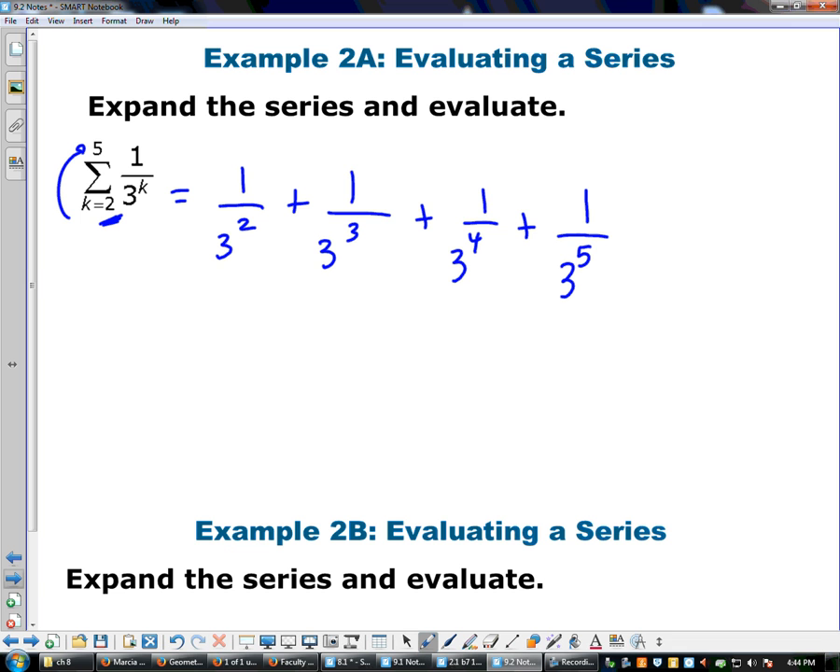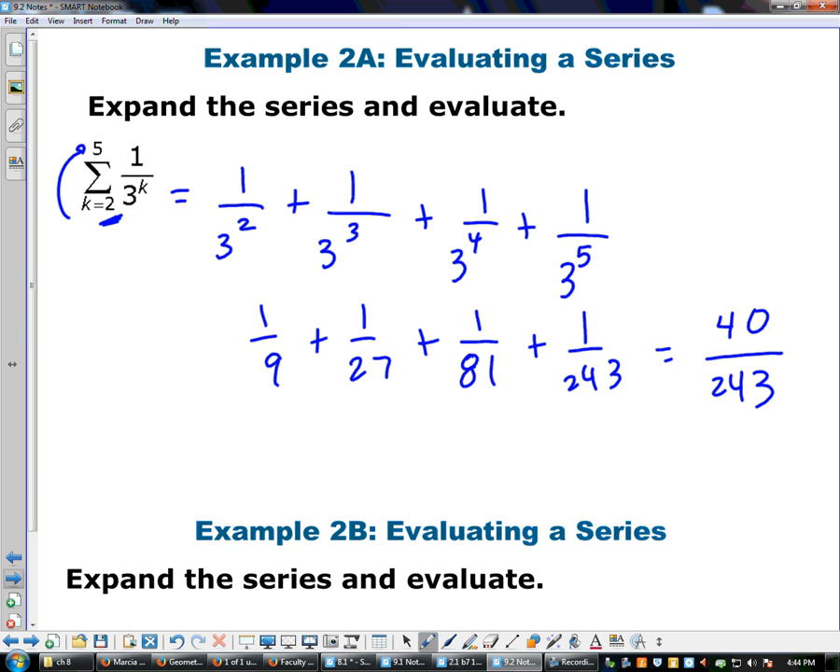So 1 over 3 squared plus 1 over 3 cubed plus 1 over 3 to the fourth plus 1 over 3 to the fifth. So I get 1/9 plus 1/27 plus 1 over 81 plus 1 over 243. And when we add that all up, those four terms equal 40 over 243. And you can check that on your calculator.